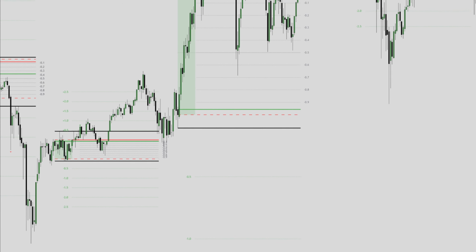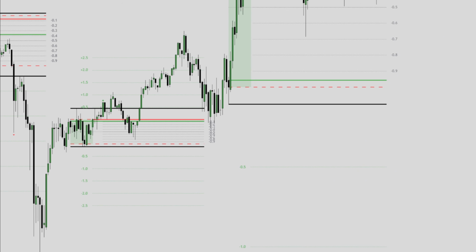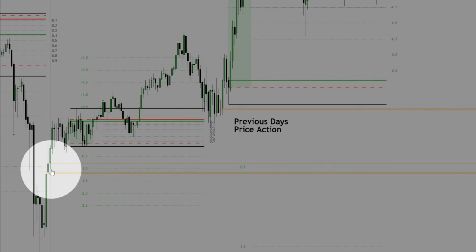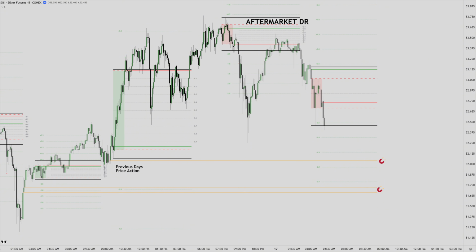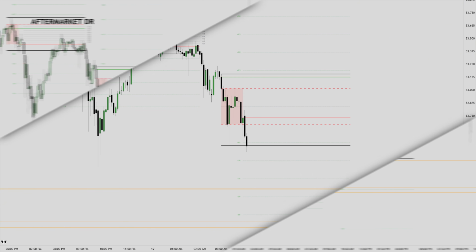Do you see any other confluences for lower targets? The previous day's price action left one open magnetic volume imbalance from the RDR session and two more lower down. All of them act as magnets for price, confluences you can trail into, but remember, they don't need to be filled immediately. Don't get too greedy.